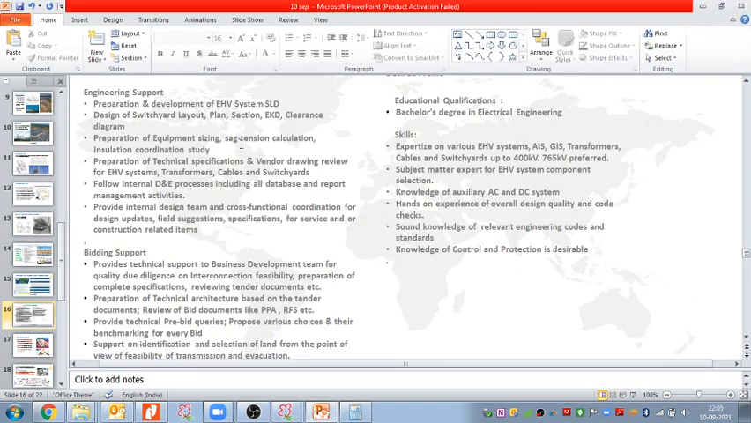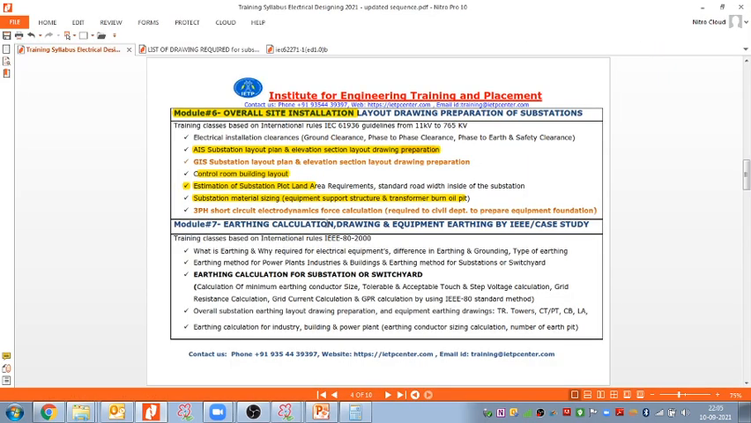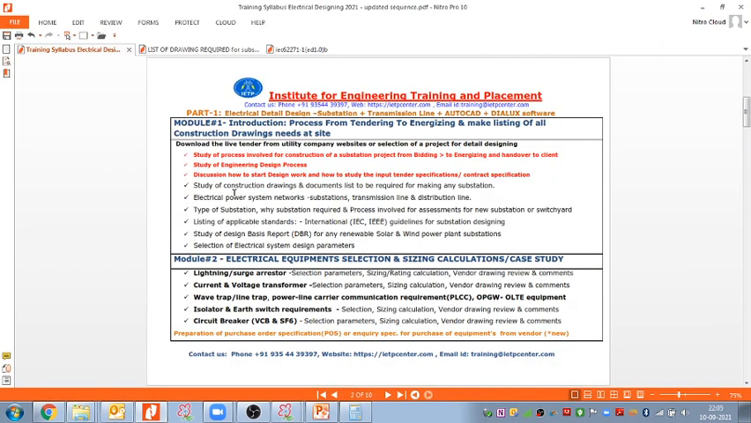Covering the equipment sizing, yeah, for the equipment sizing we have one module, module number 2, equipment selection, sizing calculation, and the case study. Case study by ETAP, we will do some simulations. So the equipment sizing also we are covering over here.